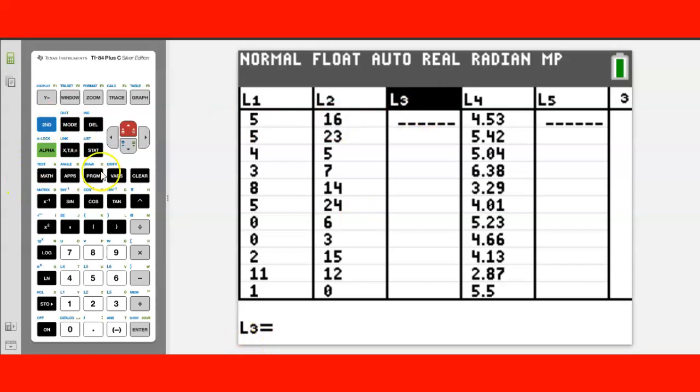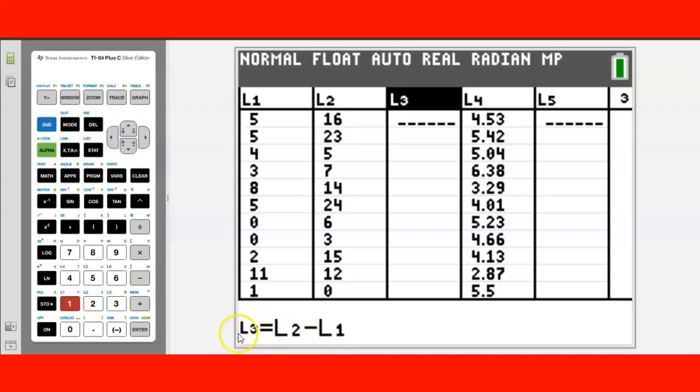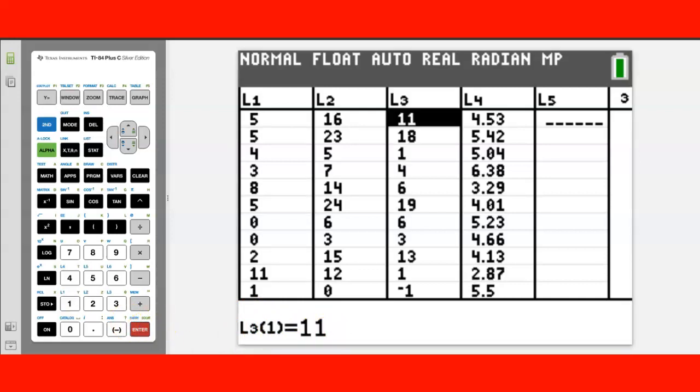And I say, I want everything in list 3 to be list 2 minus list 1. And it says list 3 is about to get populated with the difference between whatever the value is from list 2 minus whatever the value is from list 1. And presto, here it is. This is our difference list. This is what we're actually doing the test on.